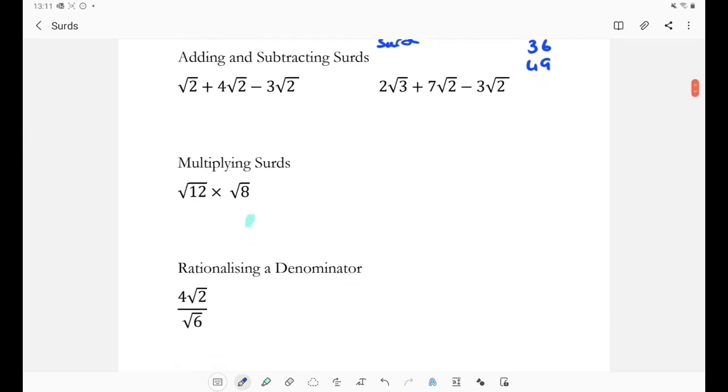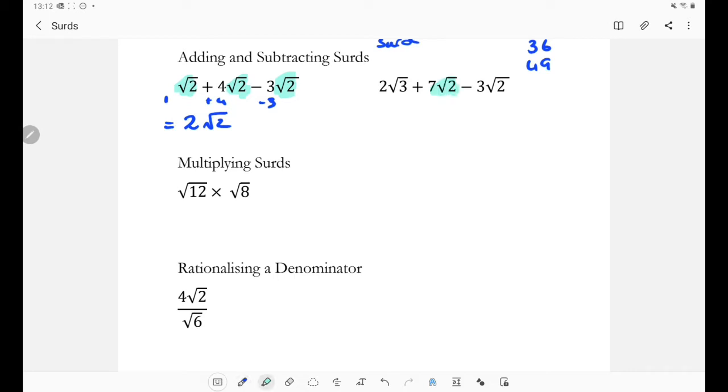The next core skill is adding and subtracting surds. So you've got root 2 plus 4 root 2 minus 3 root 2. Notice these are all the same surd. That's exactly what we want, because it means we can just write down our root 2 and say 1 lot of root 2 plus 4 lots, take away 3, gives you 2 root 2.